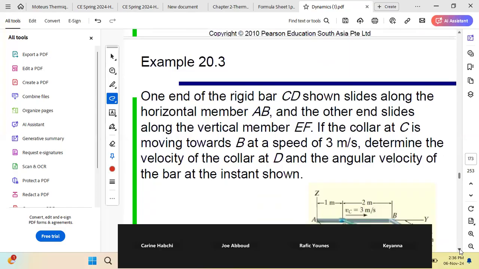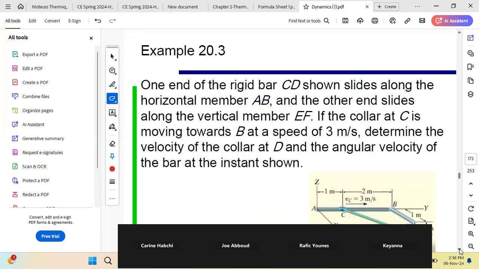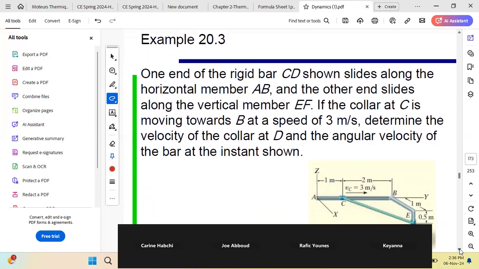Okay. Let us do a problem to practice on this. One end of the rigid bar CD shown slides along the horizontal member AB, and the other end slides along the vertical member EF. If the collar at C is moving towards B at a speed of 3 meters per second, determine the velocity of the collar at D and the angular velocity of the bar at the instant shown.